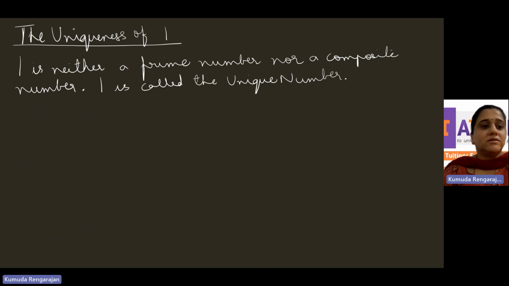All right. So this is about 1. Is 1 a prime number? No. Is 1 a composite number? No. 1 is the unique number. It's neither prime nor composite.